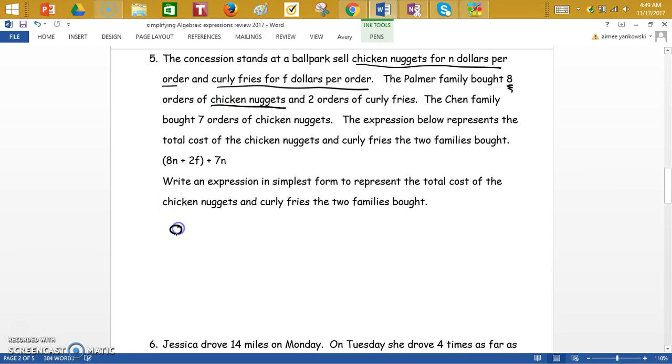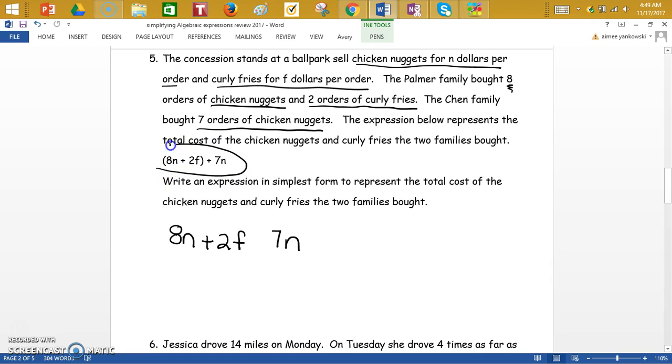They bought 8 orders of chicken nuggets and 2 orders of curly fries. The Chen family bought 7 orders of chicken nuggets. The expression below represents the total cost of the chicken nuggets and curly fries for the 2 families.